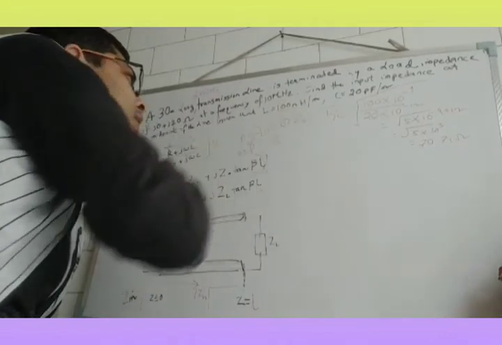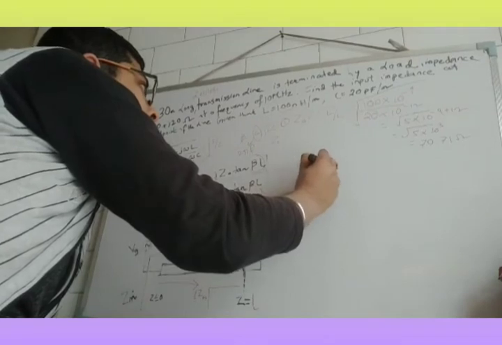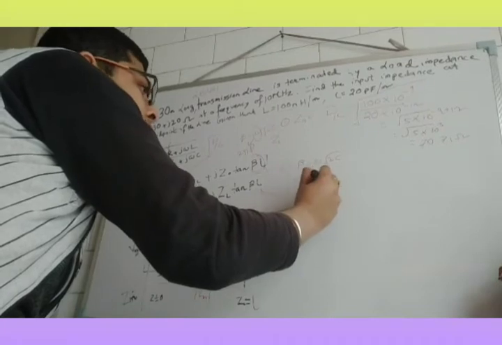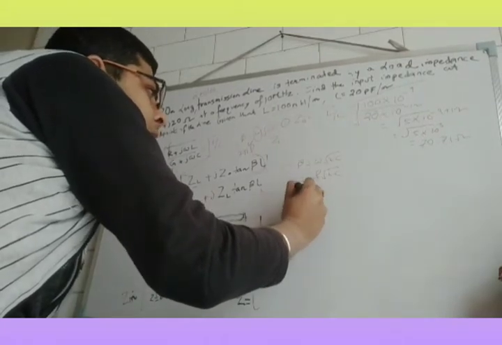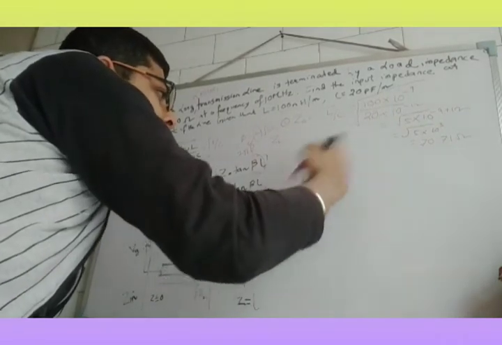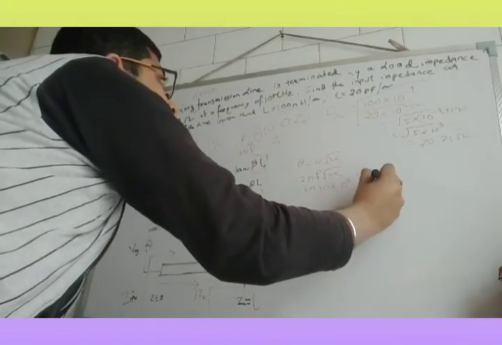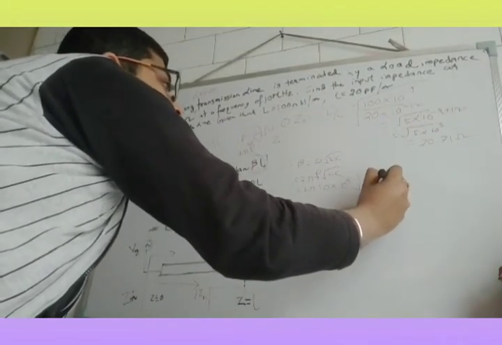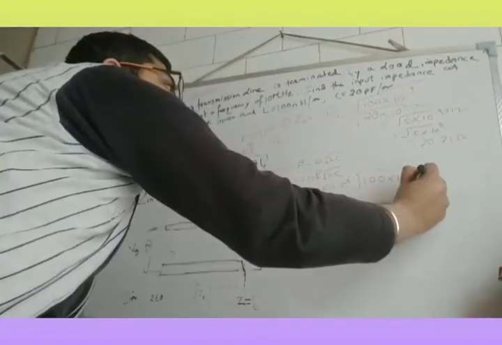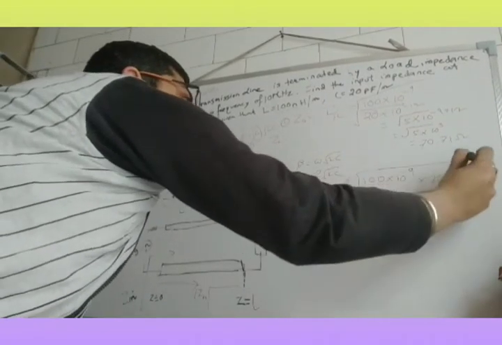So first you need to calculate this Z0. Then you can calculate this beta. Beta is omega root LC. Omega is 2 pi f. F is 10 megahertz, 10 into 10 to the power 6. Mega means 10 to the power 6. Root over of this L and this capacitance. L is 100 nanohenry, so minus 9, and C is 20 pico, so minus 12.